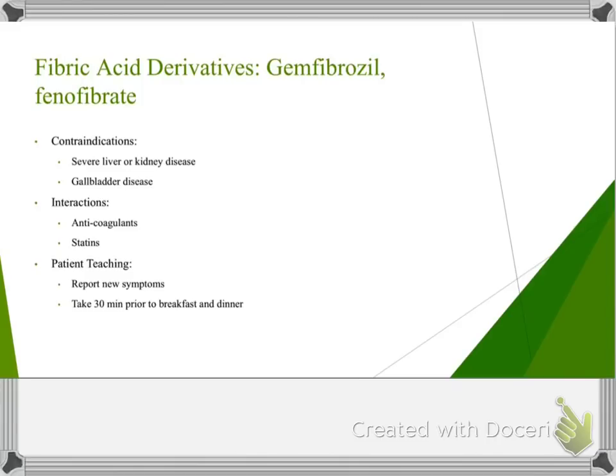So contraindications: severe liver disease or kidney disease, and gallbladder disease, because the adverse effects involve those organs, okay? Interactions: anticoagulants. We talked about that it increases the breakdown of clots. So we need to, as nurses, maybe monitor for signs and symptoms of bleeding, okay? Increased bleeding. We may monitor our PT times, and we would educate the patient on reporting any signs and symptoms of increased bleeding or bruising, bleeding when they brush their teeth, stuff like that.